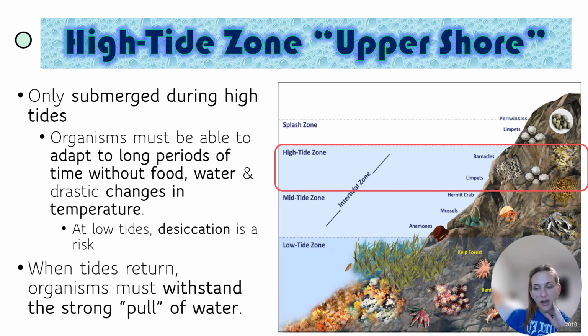Okay, the high tide zone, or the upper shore. This is going to be where the high tide is. This is below the splash zone. This is only submerged during high tides. Organisms must be able to adapt to long periods of being without food, without water, and definitely to drastic changes in temperature. At low tides, desiccation is definitely a risk because they will be exposed to the air for a while. When the tides return, the organisms need to withstand the rush of water whenever the tide's coming back in, because that could be quite a rush and some strong hydrodynamic pressure on them.